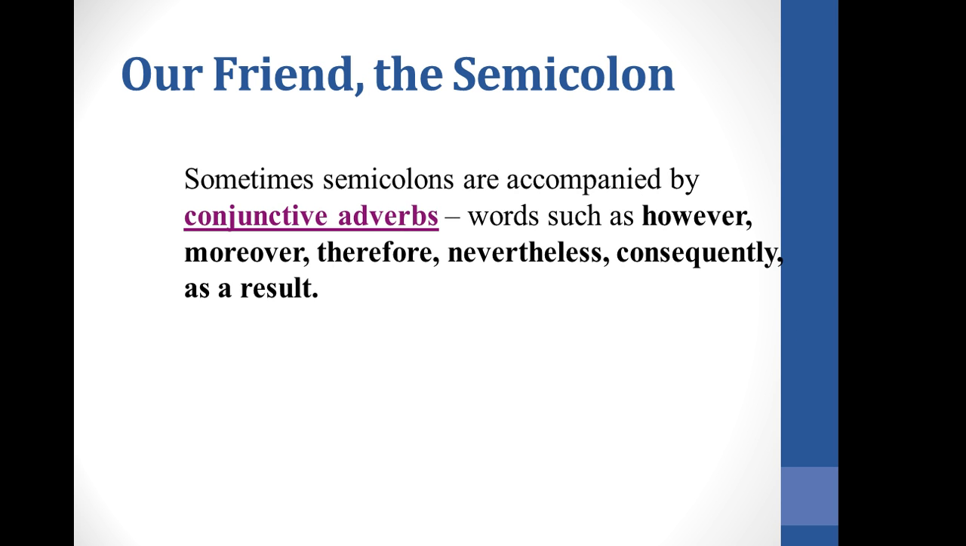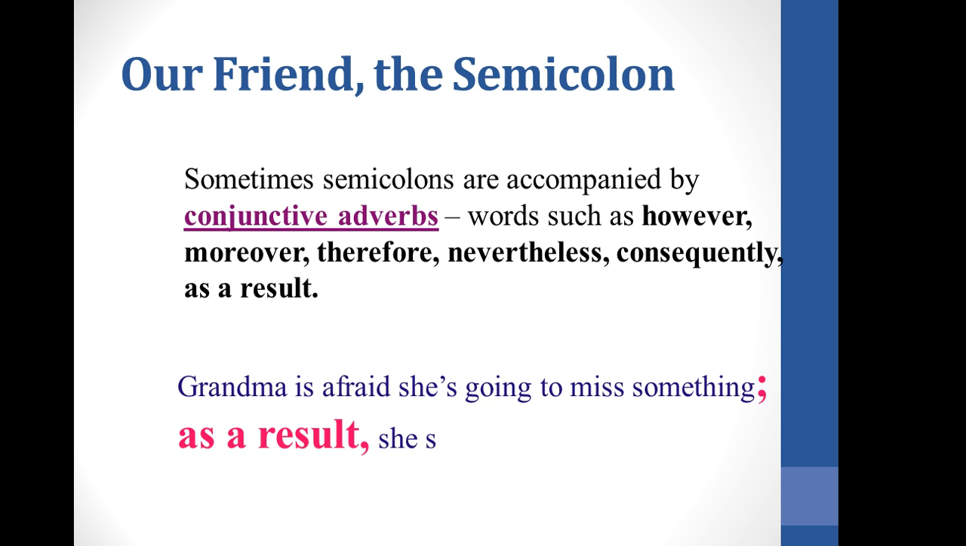All right, so sometimes semicolons are accompanied by conjunctive adverbs. These are words like however, moreover, therefore, nevertheless. We actually refer to these as transition words and transition phrases. So when you have two independent clauses brought together and you have a transition word with it, you're going to use a semicolon. So for instance, Grandma is afraid she's going to miss something; as a result, she stays up too late. And again, it's giving that extra boost of fluency.